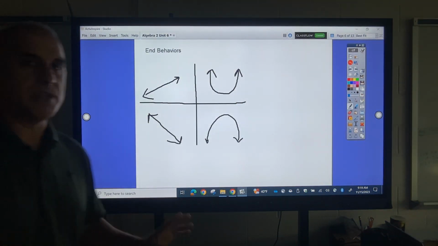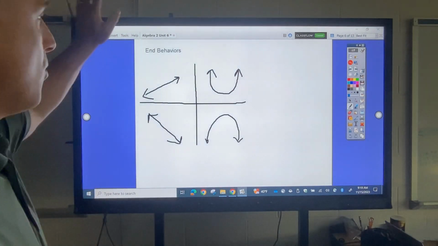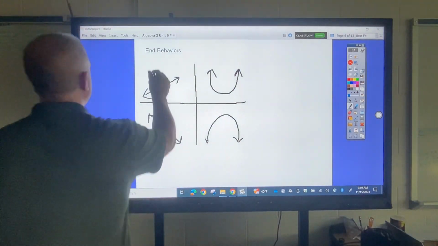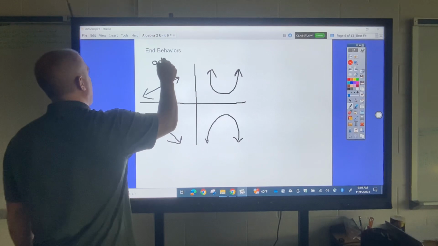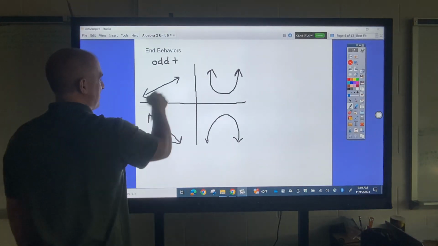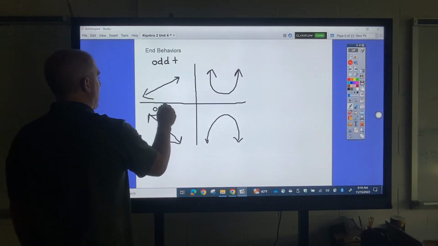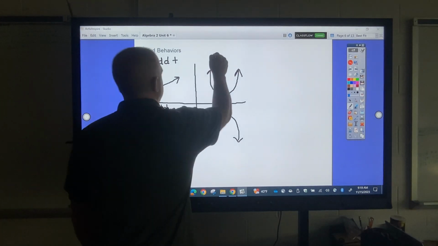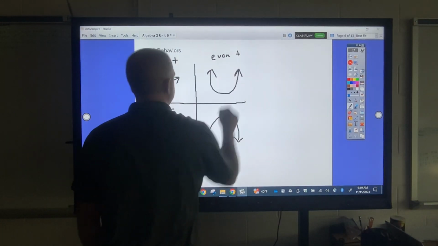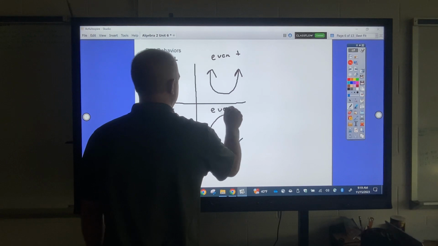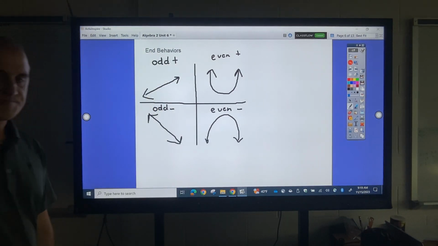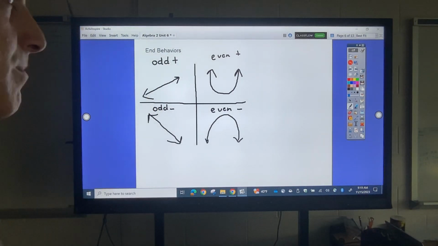Every polynomial falls under one of these shapes. This is going to be odd positive, because that's odd slope positive. This is going to be odd negative. This is even positive. And this is even negative. Okay? Now, we did this with domain and range.